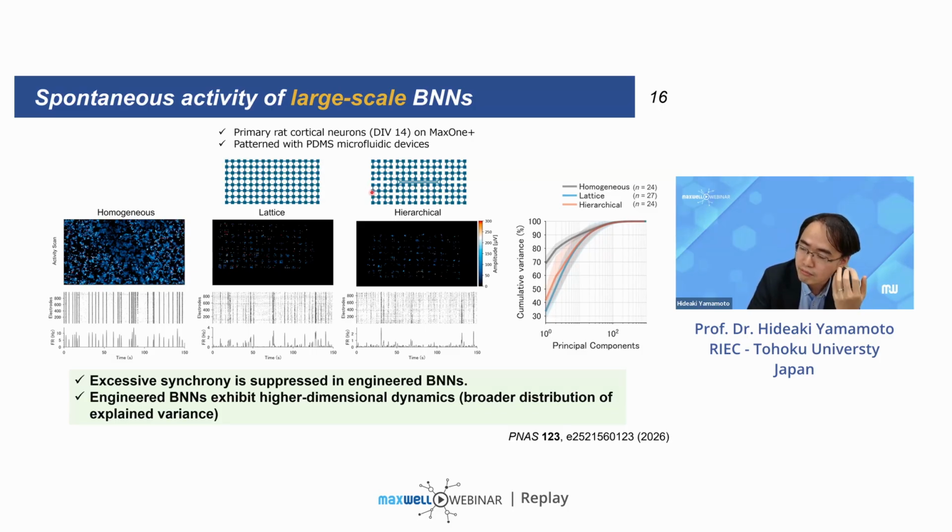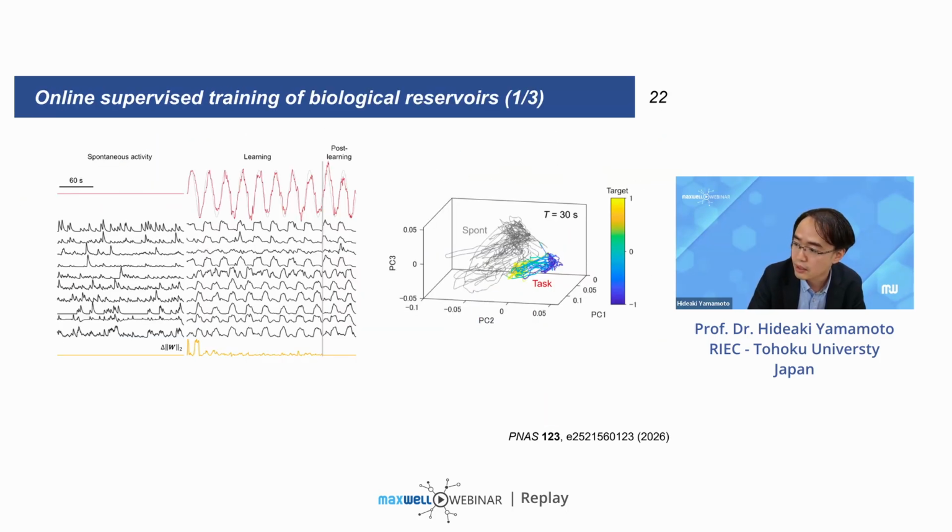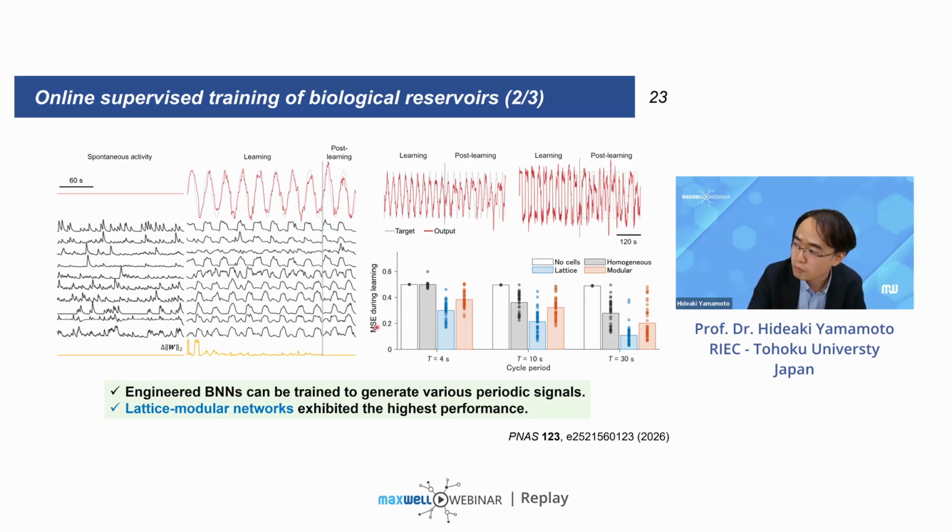Of course, we initially expected that these hierarchical networks would perform better in these reservoir computing tasks, but it turned out that the lattice networks produce higher task performance when we compared the MSEs, the mean squared error between the target signal and the actual output in any of these cycles.